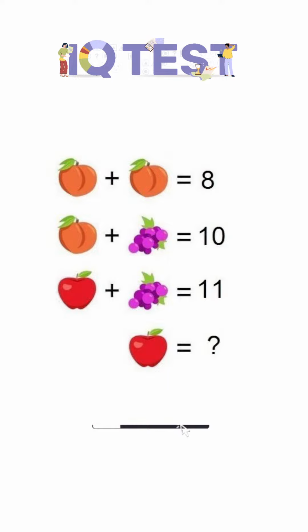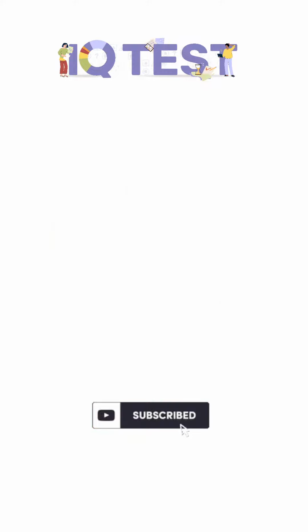But what do you have for the peach? Just for reference sake, what do you have for the peach? What do you have for the grapes? The peach is 4. I agree. What of the grapes? Yes, the grapes are 6. Very good. And then the apple is as you guys have said.